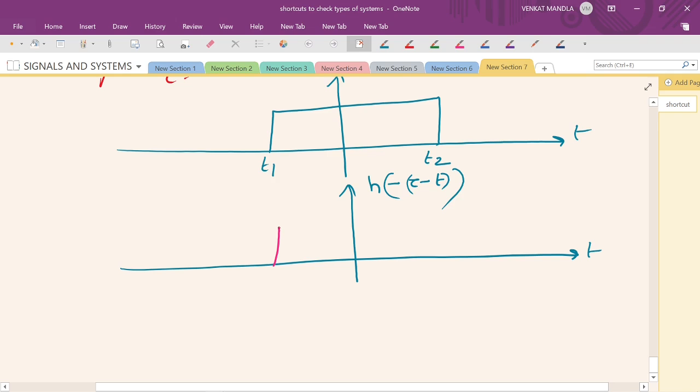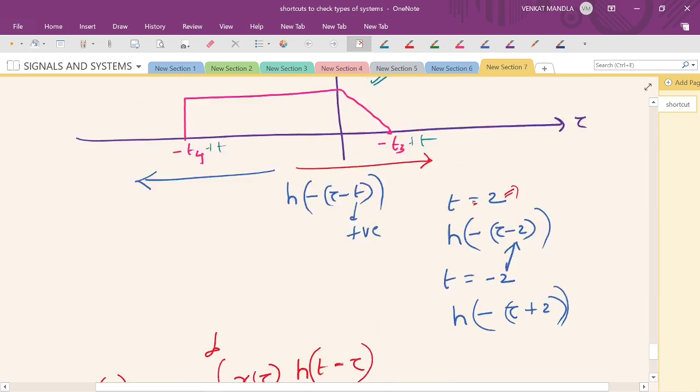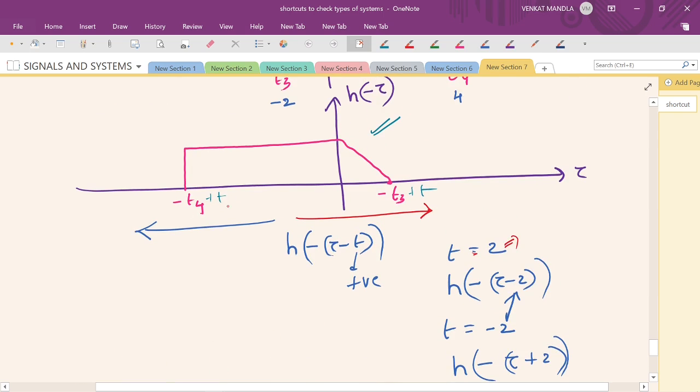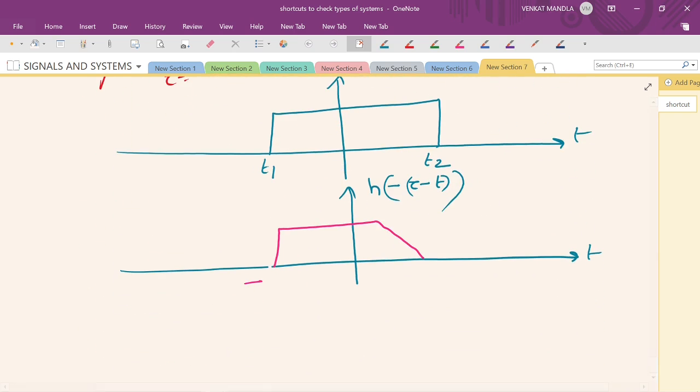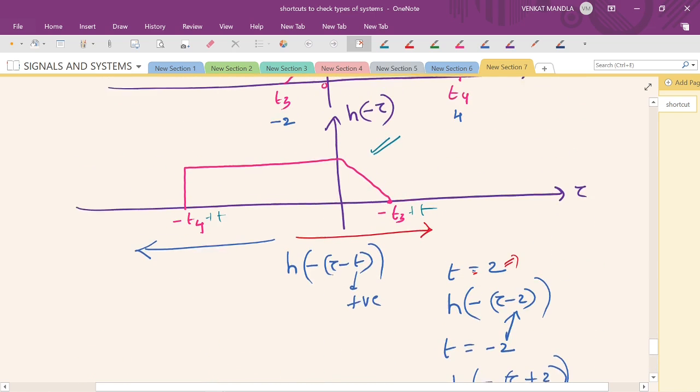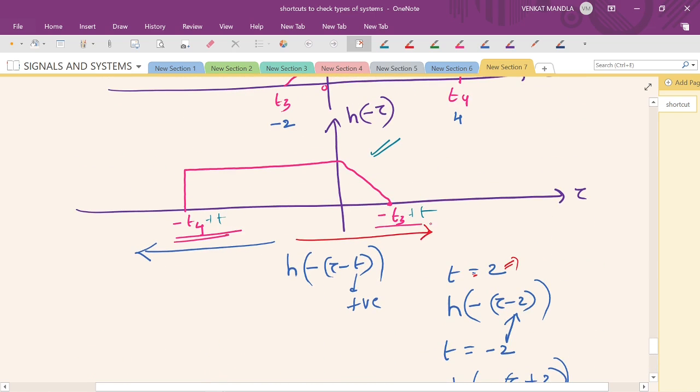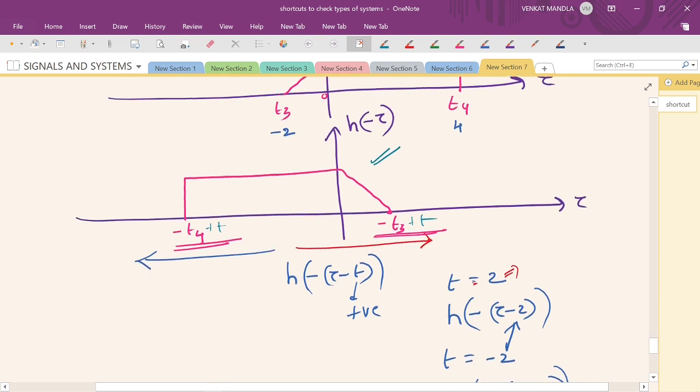I'm just writing the shape: minus tau plus t, that is here, minus t4 plus t, minus t3 plus t. Those are the limits I have written there: minus t3 plus t, minus t4 plus t. This is h of minus tau plus t.